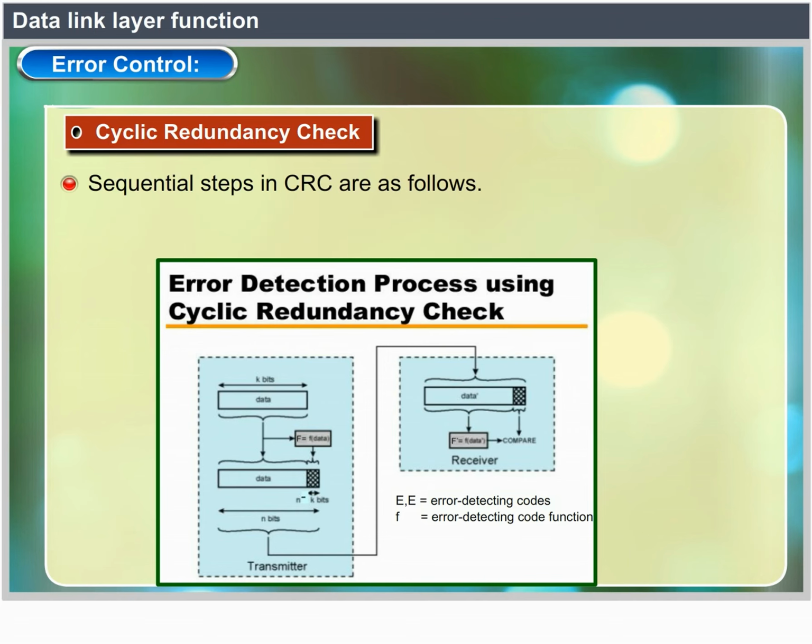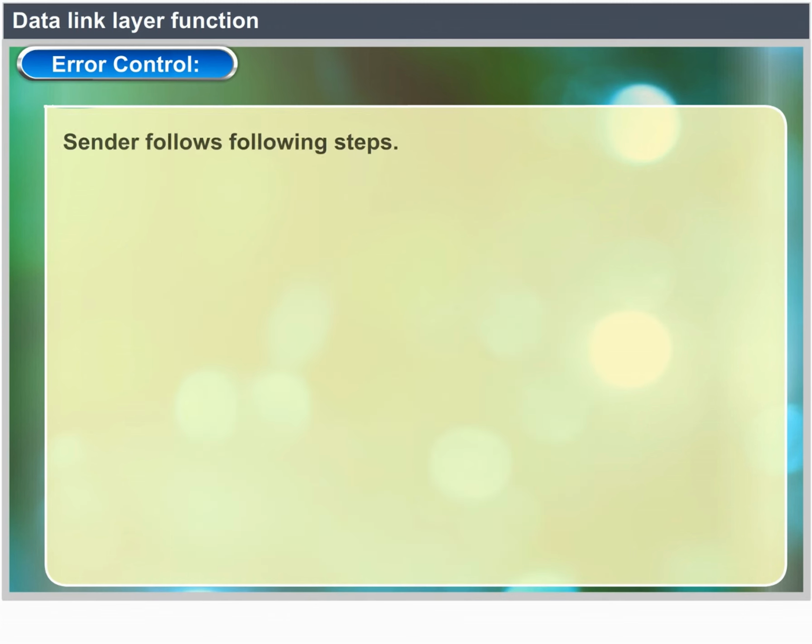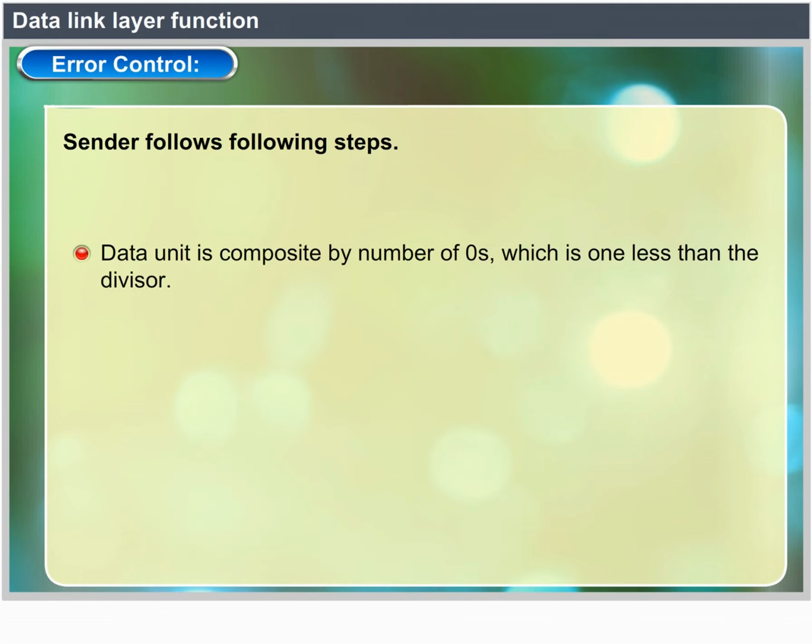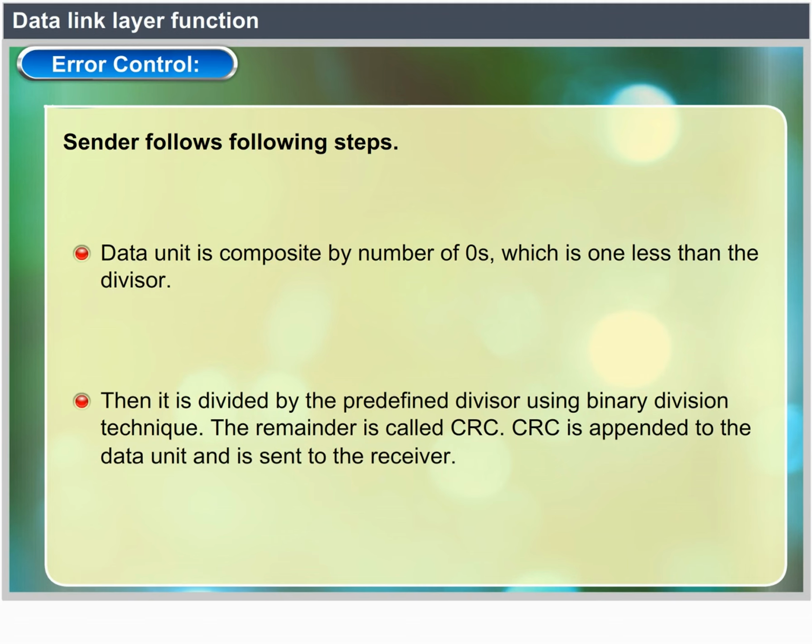Sequential steps in CRC are as follows. The sender follows these steps. The data unit is appended with a number of zeros, which is one less than the divisor. Then it is divided by the predefined divisor using the binary division technique. The remainder is called the CRC. The CRC is appended to the data unit and is sent to the receiver.